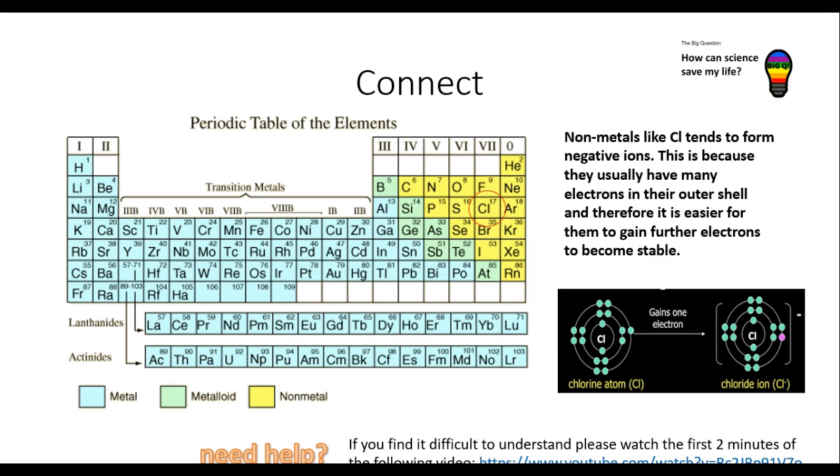Here is the chlorine on the right hand side. This is because they usually have many electrons in their outer shell, and therefore it is easier for them to gain further electrons to become stable. As you can see, unlike the sodium atom, the chlorine atom has 7 electrons on their outer shell. So it is easier for them to gain enough electrons to become stable, and by gaining electrons, which are negative, they become negative. That's why they usually become negative ions.